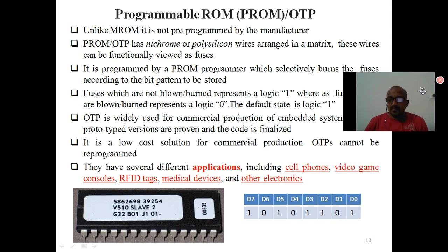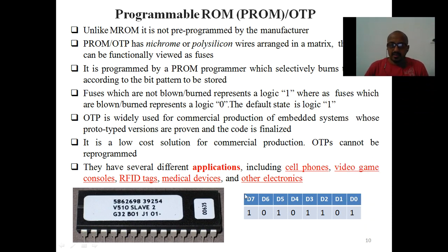To store the program, the data bits displayed on the screen, 10101101, you have to burn a fuse to store 0, and you need not burn or blow any fuse to store 1. It is just like an electric fuse, as you know, beside the electric meter reader, where two fuses are connected to protect your appliances from high voltages. When the high voltage comes, the fuse burns and there is no supply to your home. Like that, you burn the fuses so that there is no storage of data, that is zero. And when you do not burn the fuse, that represents logic 1, the binary.